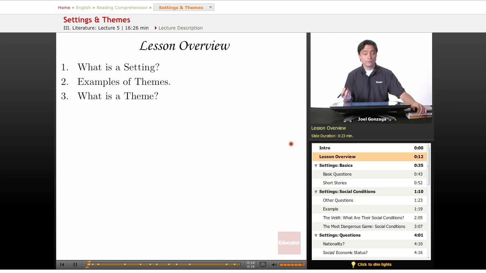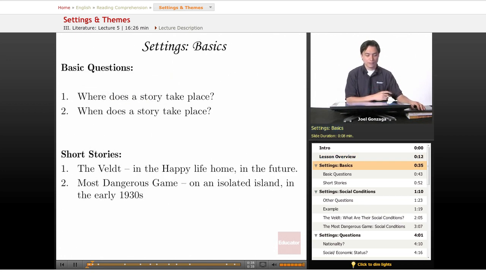So, for the lesson overview, we're going to be doing 3 things. We're going to be talking about what is a setting. And it turns out a setting is a little bit more than what you might think it is. Then I'm going to give you examples of themes, and then what is a theme. And then we're going to spend the rest of the lesson learning how to recognize certain important themes in stories. So, let's start right at the beginning.